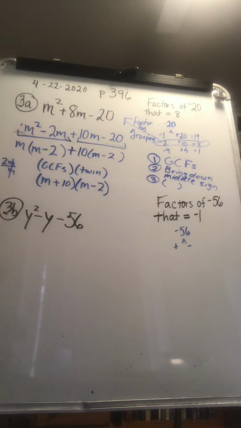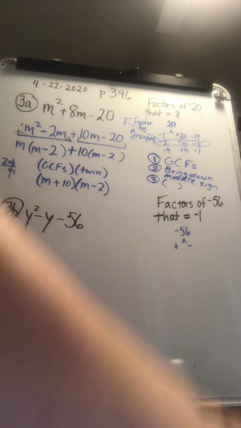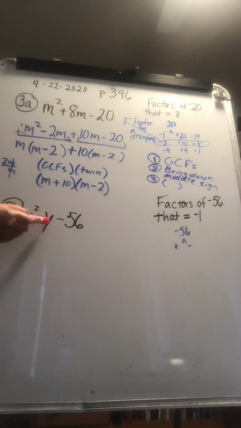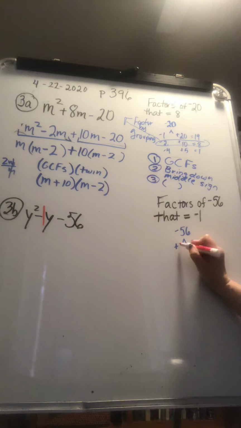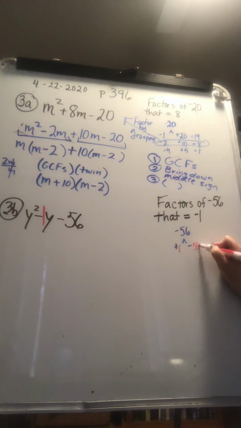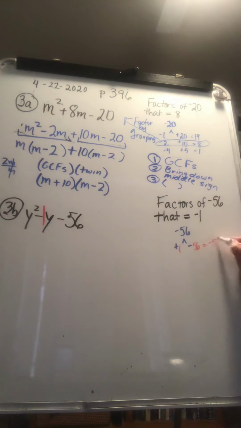So now we're going to go and do our other problem. You're going to say, oh, there's nothing in front of this y. There is really a 1 in front of it, even though we don't see it. So now I know my factors of negative 56 have to equal negative 1. So I'm going to do that again. I have positive 1 and negative 56. That's negative 55. That's not going to work.